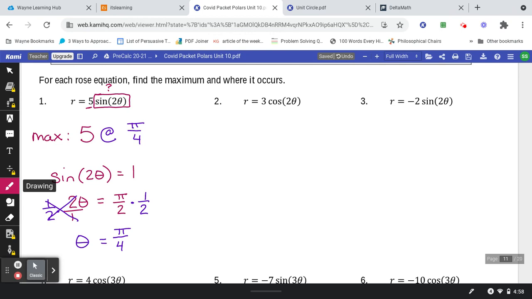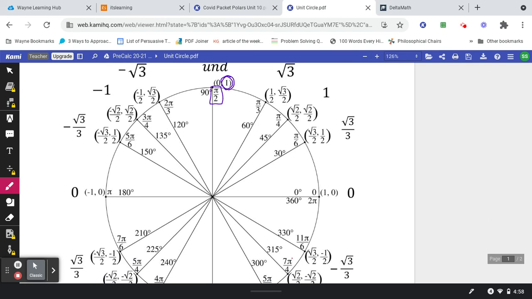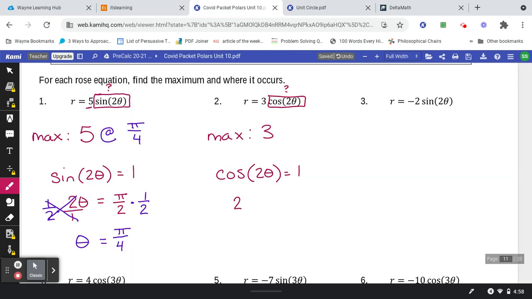3 cosine of 2 theta. So 3 is going to be my maximum. And what would I have to multiply 3 by in order to get 3? That would be 1. So I'll take my cosine of 2 theta and set it equal to 1. Now go to the unit circle. I'm trying to find where cosine is 1. Cosine is 1 over here at 0. Okay. So I'm going to say 2 theta equals 0. That's where it happens.